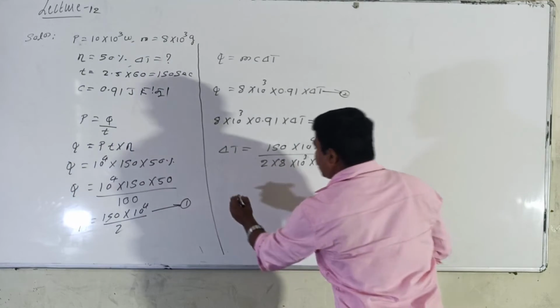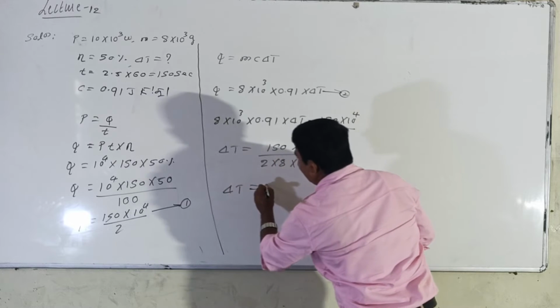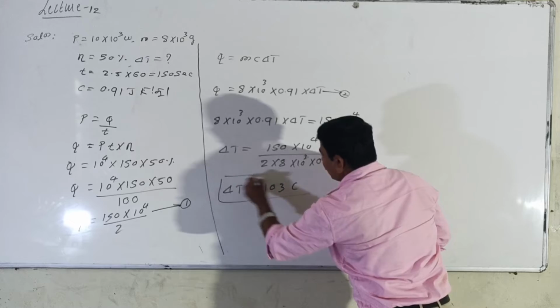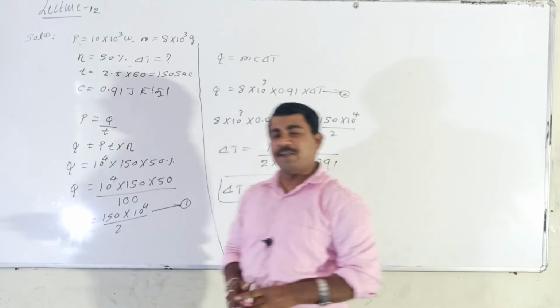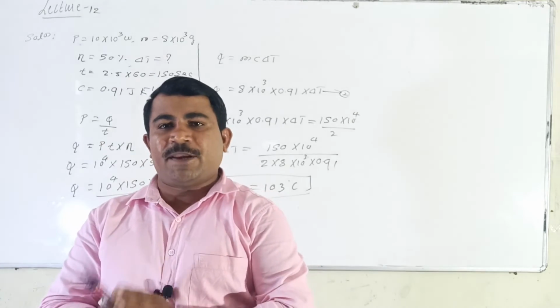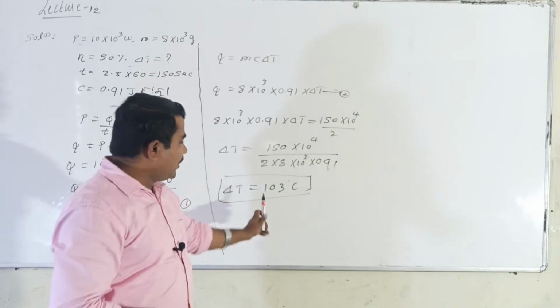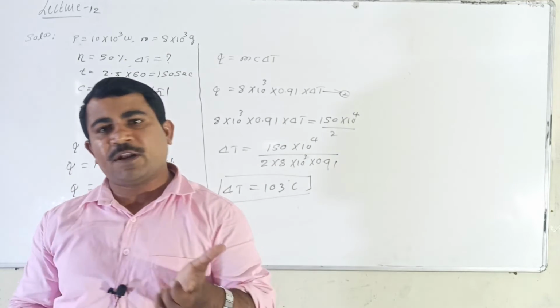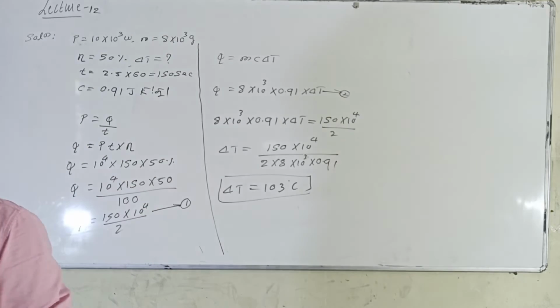Then the change in temperature can be obtained, of the order of 103 degrees Celsius. I mean, in 2.5 minutes, the temperature of the aluminium will be increased by what amount? 103 degrees Celsius. Again copy this, move on to another numerical.